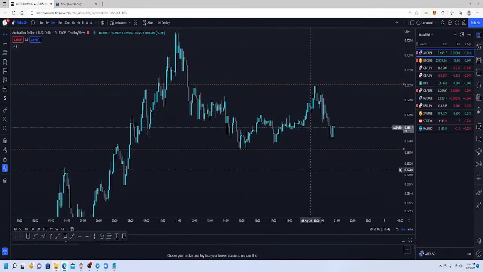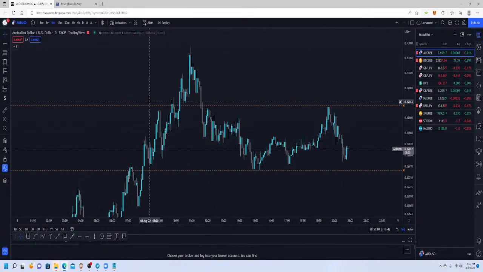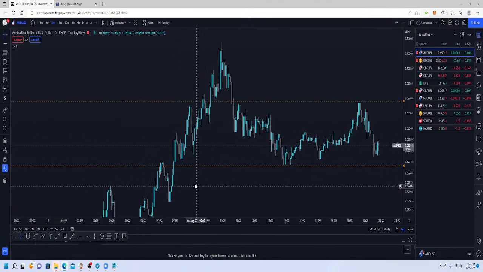Close. Wouldn't have took those though. Oh, right there. Tweezer tops. Oh yeah, short. Pushed up. These would have been a little bit difficult to take since we broke out price action bullish. You'd have to be sitting waiting on that.